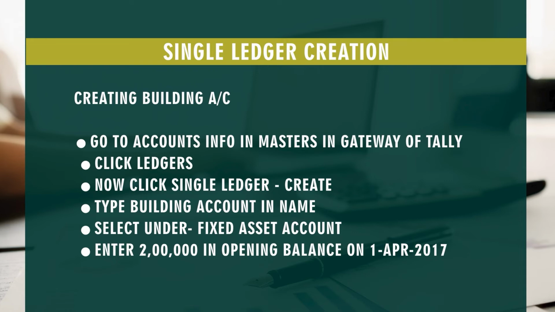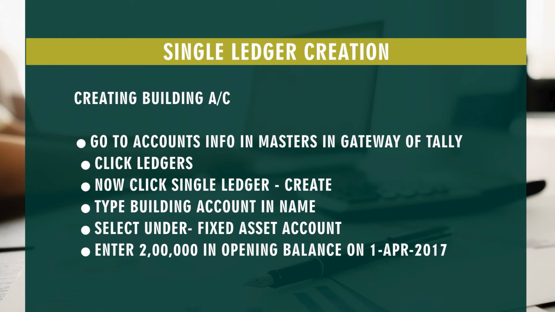When you click create, again a window will appear and it will ask you about the name. In the name, write down the building account. Building account will come under which group? It will come under fixed asset group. Now press enter, and if you want to enter the other details, you will write those details and press enter. Once again I will repeat, to move to the next option you have to press enter every time. So by pressing enter we will reach the balance.